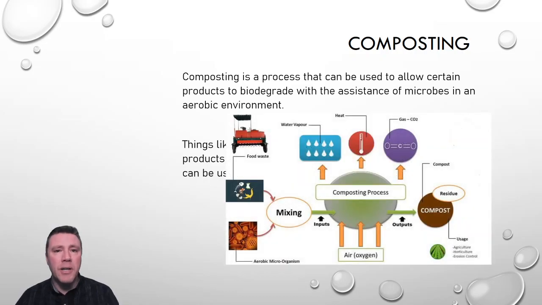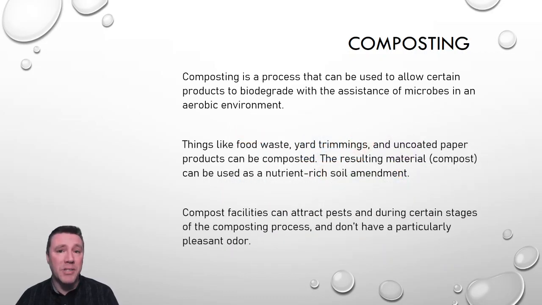This diagram here, in a really simple way, illustrates the composting process. Aerobic microorganisms, along with the compostable material, are mixed together, along with oxygen from the atmosphere, and slowly biodegrade that material into compost. Water vapor and an increase in temperature also occur, and a little bit of carbon dioxide is released into the atmosphere. Composting facilities can sometimes attract pests, especially during certain stages of the composting process, and, quite frankly, it doesn't smell too good either.